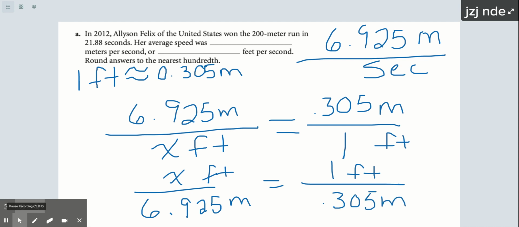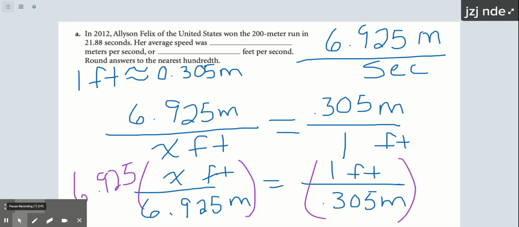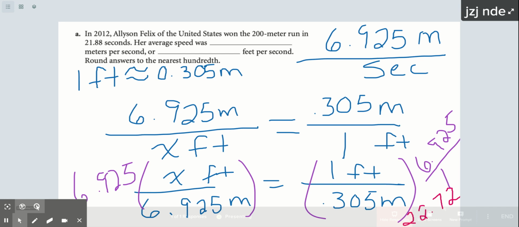And from there, I can multiply both sides by the 6.925. I'll change colors here, and let's put this over here. Whoops, that's supposed to say the same thing. And so on the left, the 6.925 divided by 6.925 makes that 1. So I'm left with x feet. And then I'm going to use my calculator to figure out what 6.925 divided by 0.305 would be, because remember, this is really over 1. And so we end up with the 6.925 in the numerator and the 0.305 in the denominator.